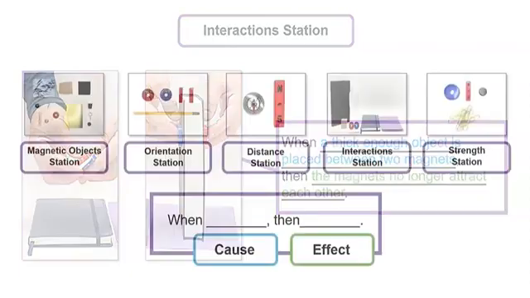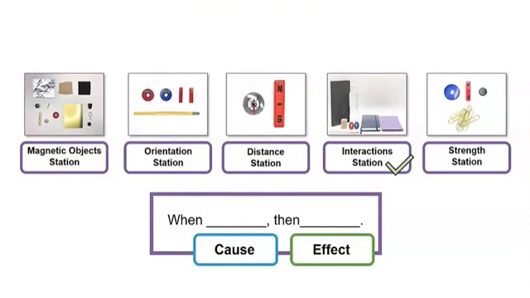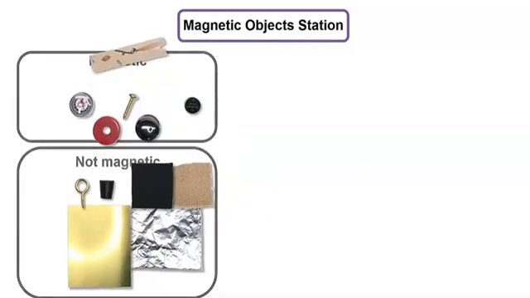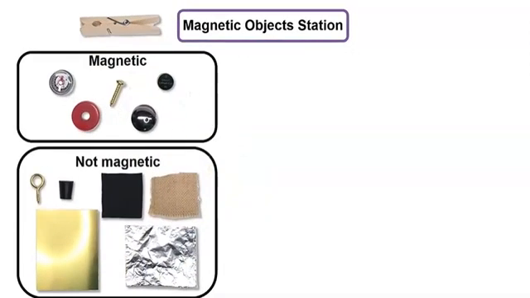Now we'll use what we observed from the other magnet stations to help us write sentences using this sentence frame. Are you ready? Let's revisit the magnetic object station, where we investigated the question, how do magnets interact with different objects? We placed a magnet near different objects and saw that the magnet attracted some metal objects but did not attract other objects. And we found that when we put the magnet near the clothespin, the magnet attracted the metal part of the clothespin but not the wooden part.